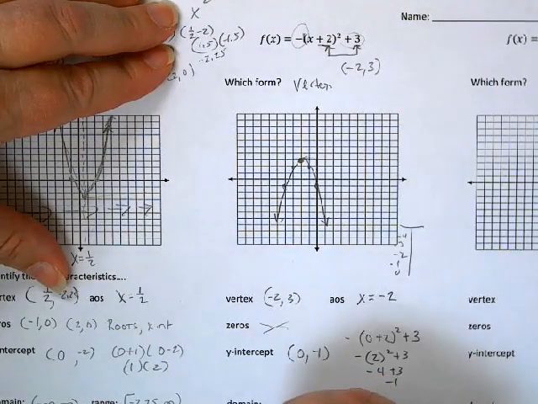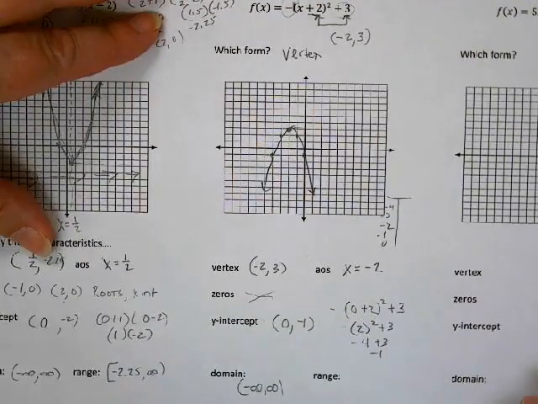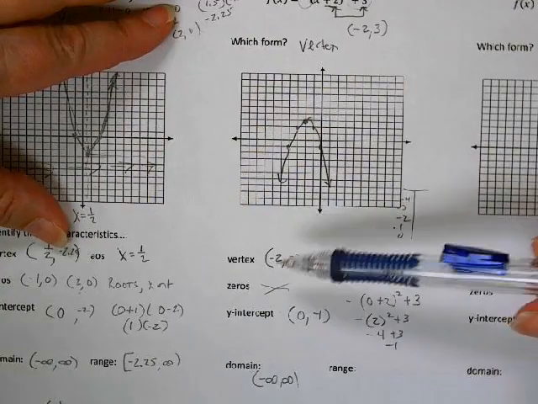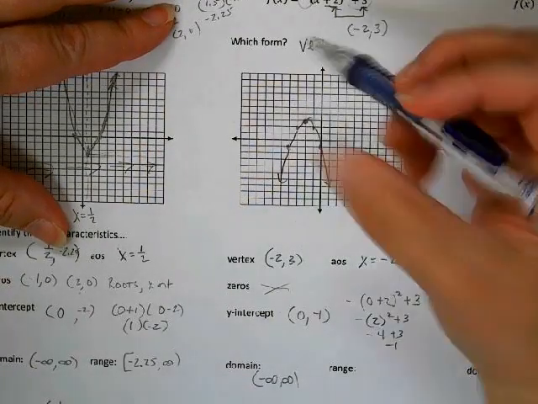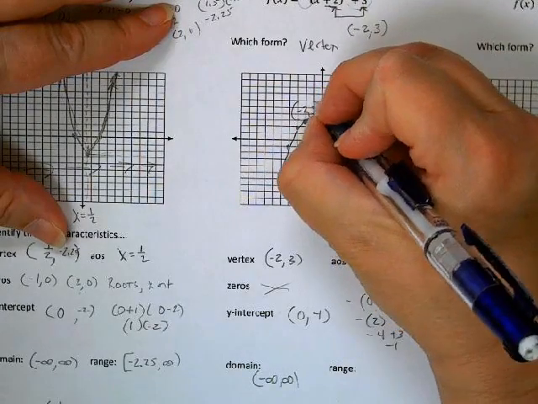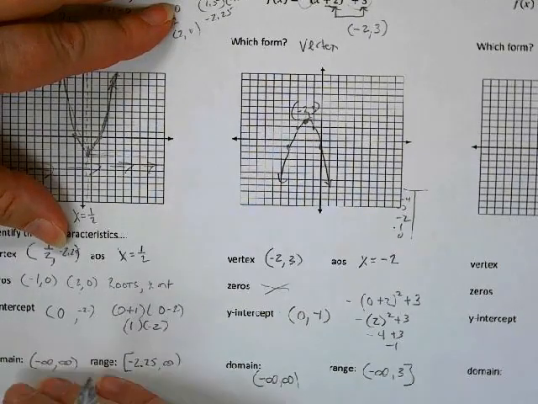The domain on this quadratic is negative infinity to infinity, and it'll be that way for every quadratic. The range, this time the y value starts at the smallest value down here, and it goes up to my vertex, which is at negative 2, 3. So the range is negative infinity to 3 bracket.